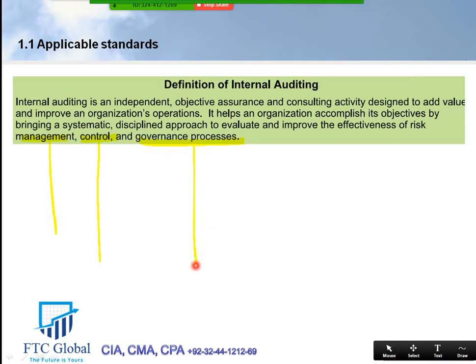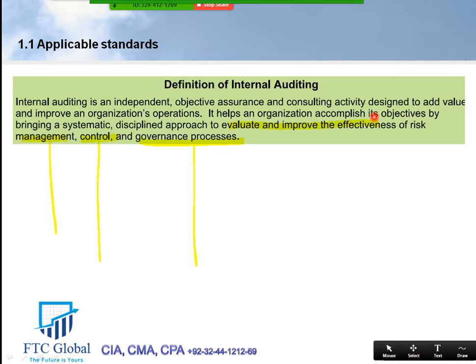So the overall view, what we got: internal auditing is an independent and objective assurance and consulting activity that adds value to and improves the organization operations. It helps the organization to achieve its objective: profit, growth, survival, whatever the objectives of the organization are. How? By a systematic and disciplined approach to evaluate and improve the effectiveness of three things: how the risk management processes are doing, how the control is operating, and how the governance processes are working. So this is the basic definition of internal auditing. I will further explain it a couple of slides later.